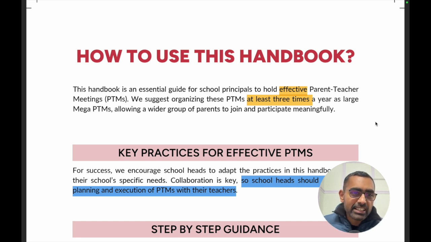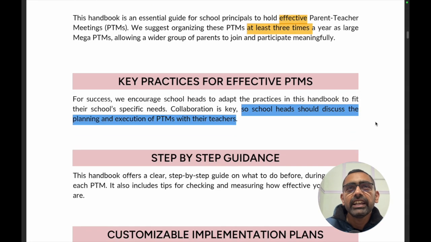School heads should discuss the planning and execution of PTM with the head teachers. It should not be taken as just another meeting or a formality. One should plan for it. One should have pre-meetings with the teachers, that is, the head of the institution, the principal or the headmaster, should meet all the teachers and discuss what we are going to do in the PTM, what themes we are going to discuss, what the feedback is, and how we are going to take the feedback. All those things should be discussed, and this handbook is a step-by-step guide to do that.